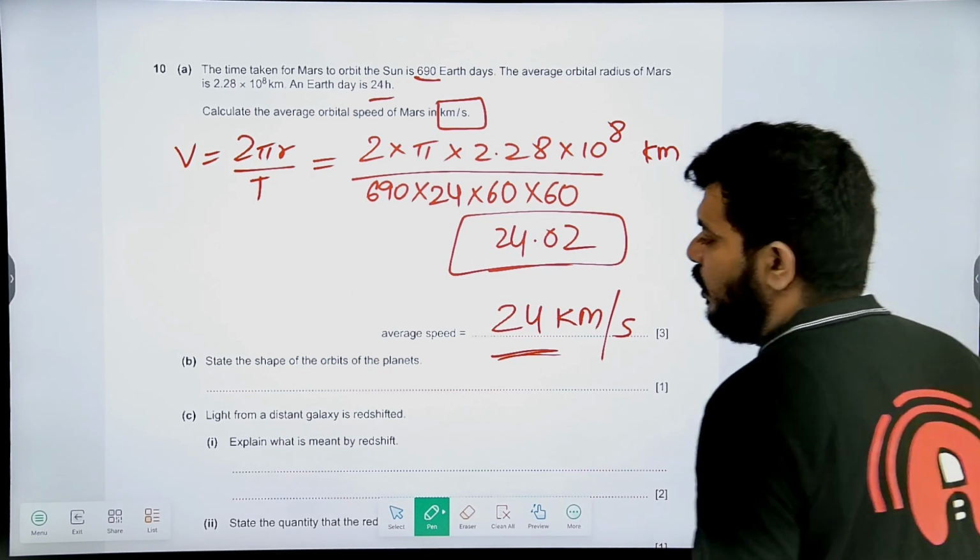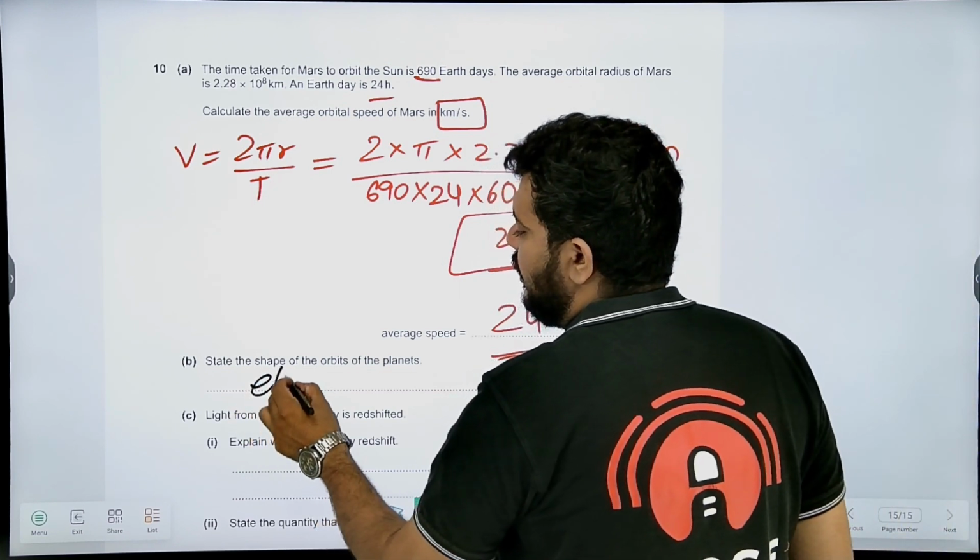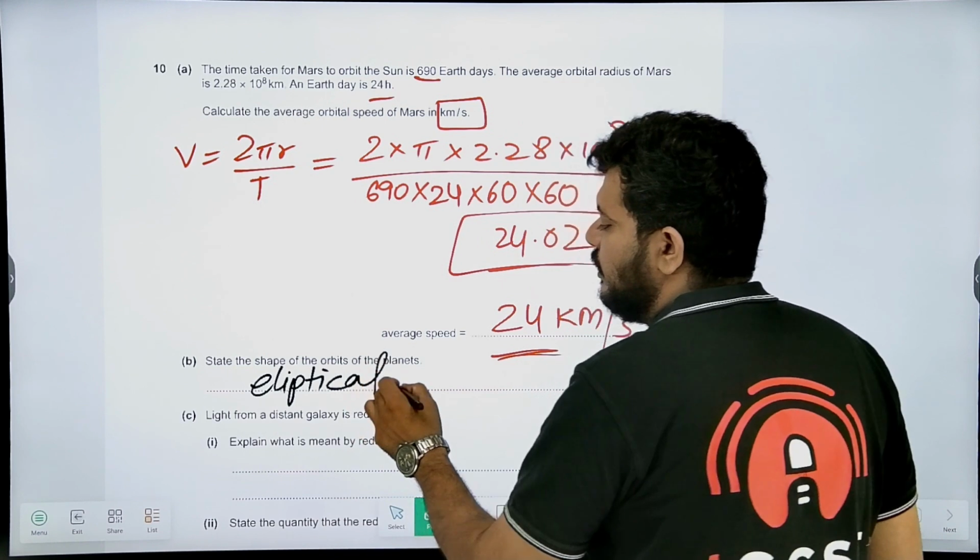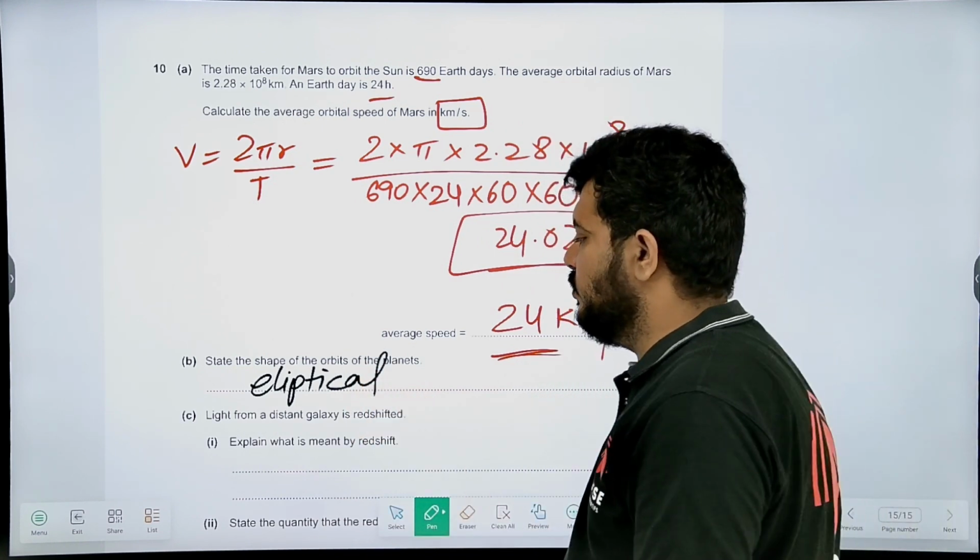State the shape of orbits of the planet. Elliptical, right? It's not completely circular.